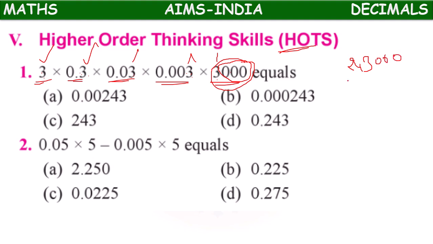243,000. Now, decimal places we have to count. Here 1, here 2, here 3. Means 1 plus 2 plus 3, 6. Means 1, 2, 3, 4, 5, 6. After 6 places, we have to keep a decimal point. 0 point. 0.243000. But the zeros on the right side of the decimal point don't have any value. So 0.243. D option is the right answer.